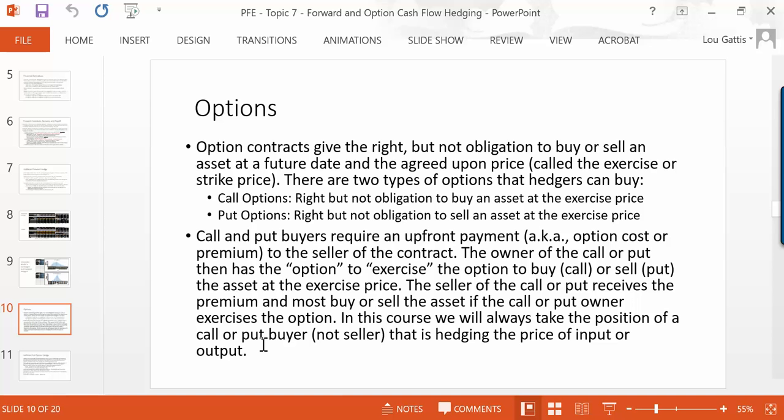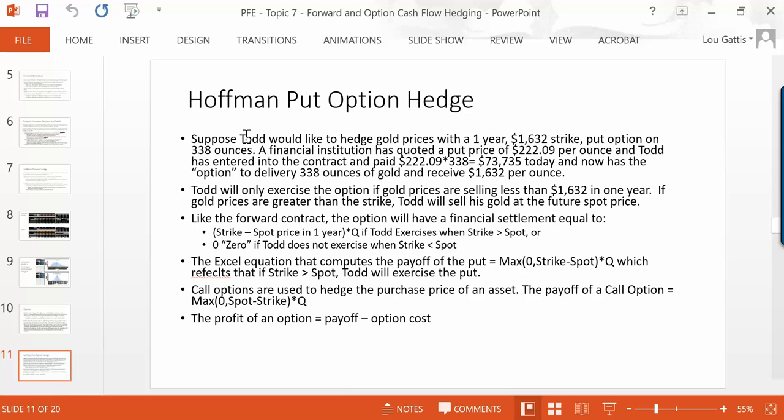Now, both parties can't walk away. So for a call option, that's an option to buy an asset where the owner of that option will pay a premium up front but could walk away. And so for a put, it's the right to, but not obligation, to sell an asset. Now let's look at a put option.